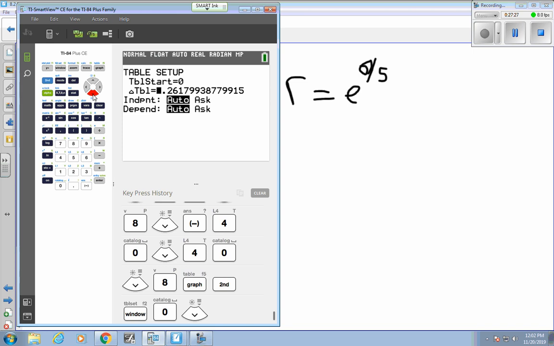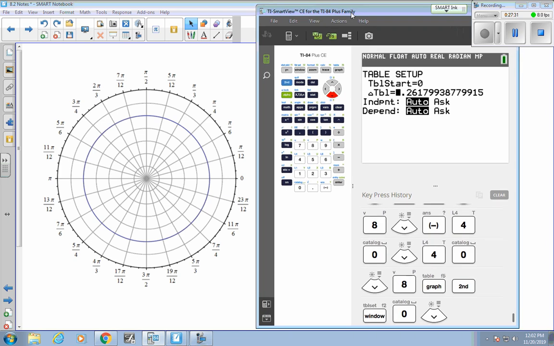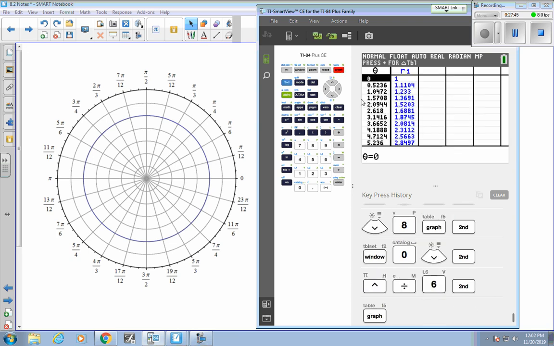So if we're graphing this on a polar grid, what would be reasonable to count by? What is something that is easy to graph on this polar grid? What angle values? Pi over 6, that's fine. So if I graph by pi over 6, I look at the table here.